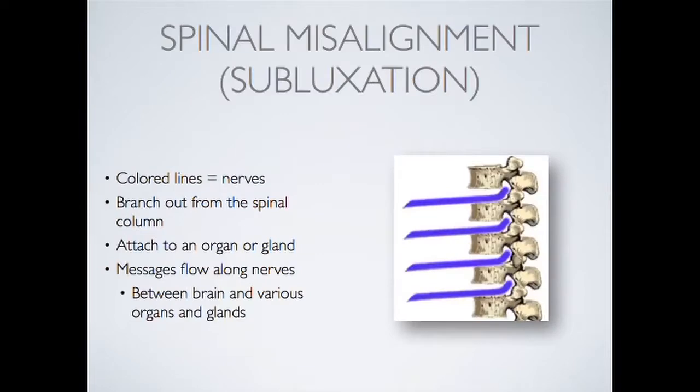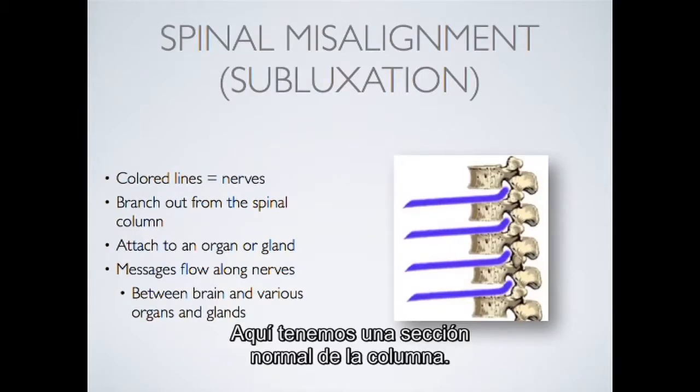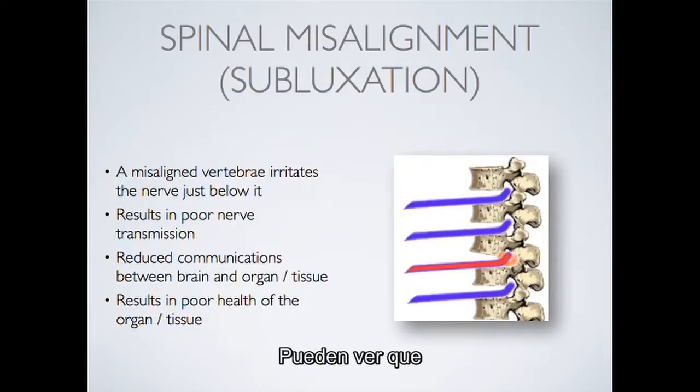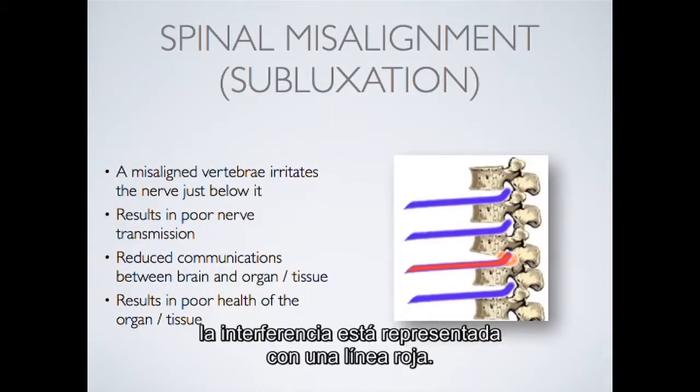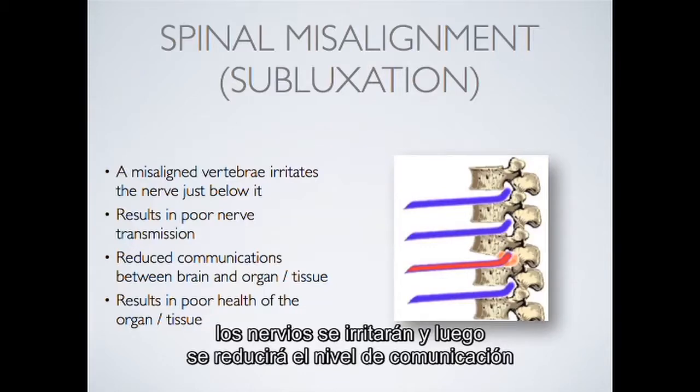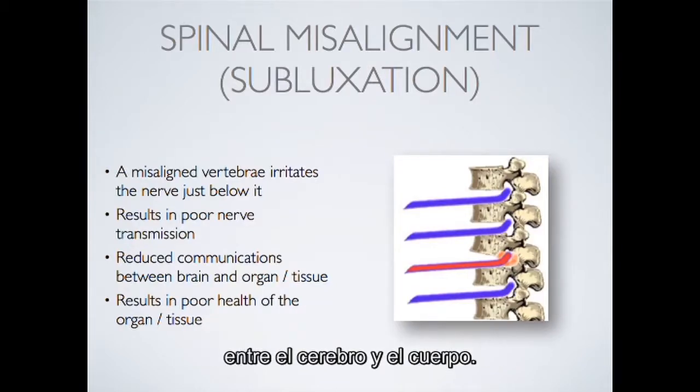Okay. So here we have a normal section of the spine. These blue lines coming out are normal nerves. Here we have a misalignment of a bone. You can see that interference there is represented by the red line. So when a misalignment occurs, especially in the spine, you'll get irritation in the nerves and then a reduced level of communication between the brain and the body.